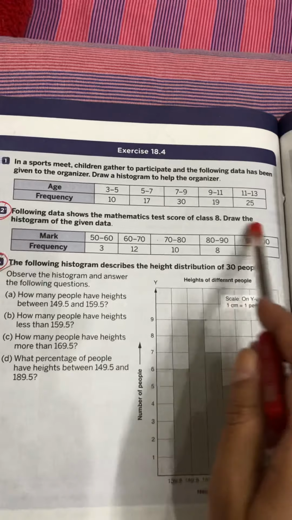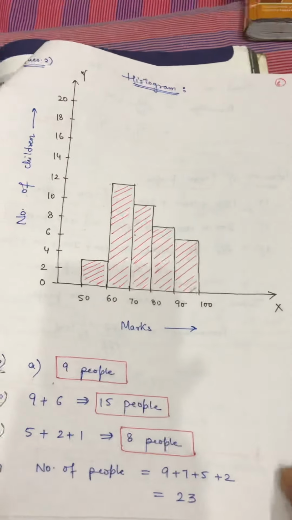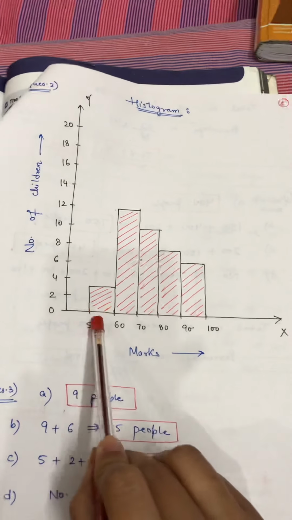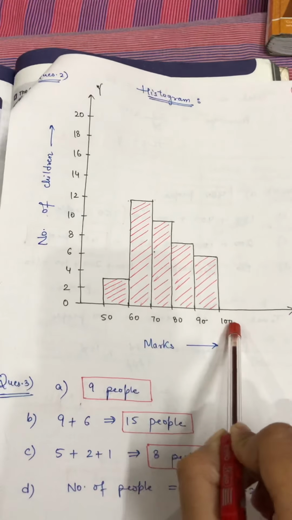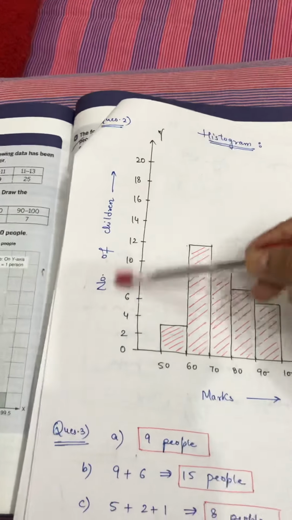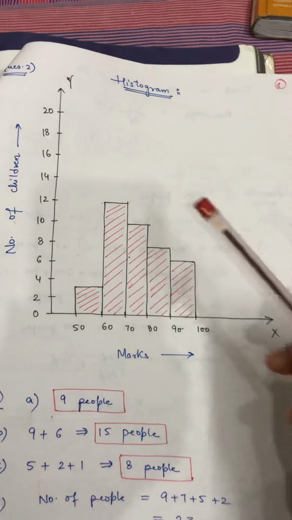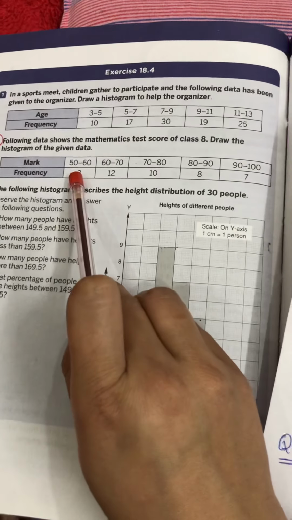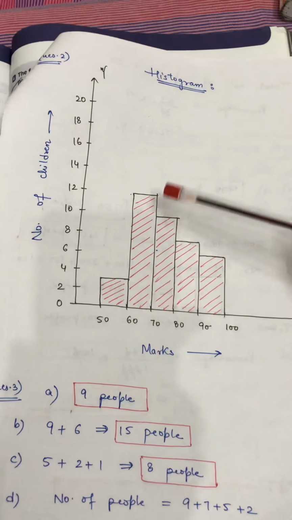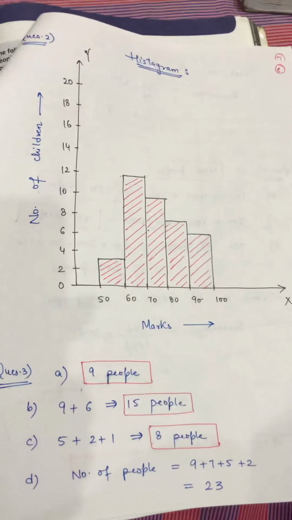This table is given to you. Similarly, you have to draw the histogram. This I have drawn here. You have to leave some gap from here and then take the ranges. Then you can locate all these headings on the x-axis and y-axis, and then draw the vertical bars. The values are given up to how much you have to draw these bars. Read the question and do it very carefully.